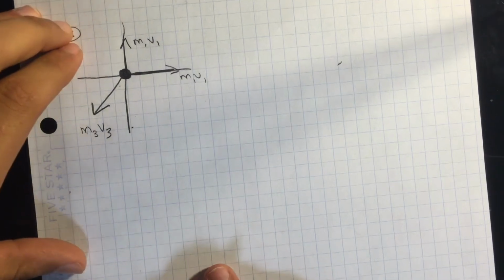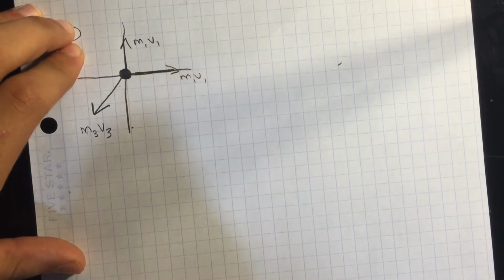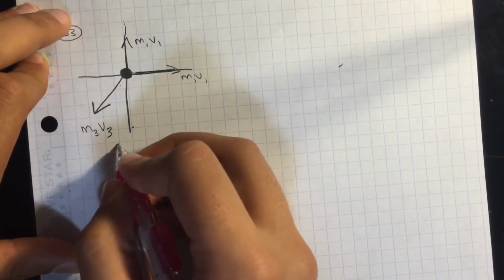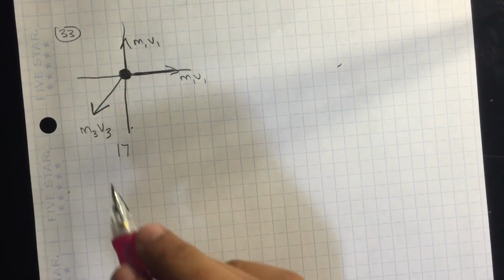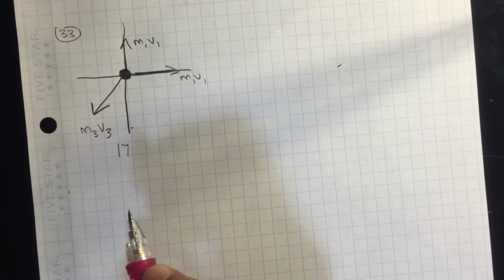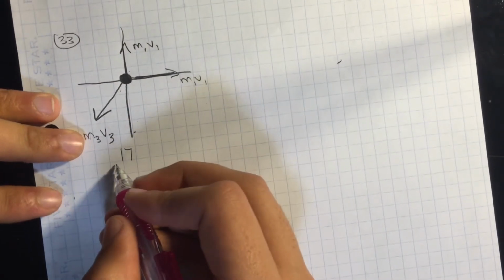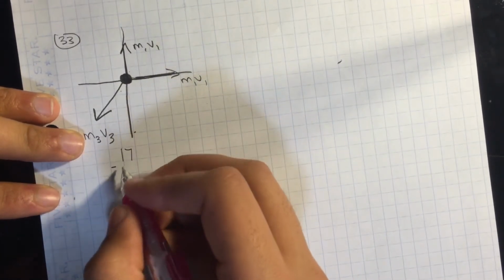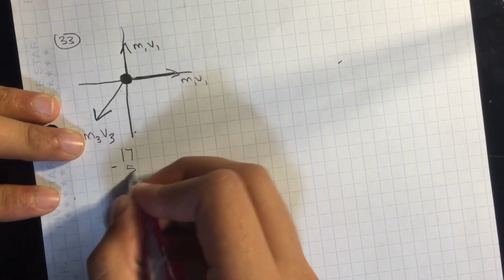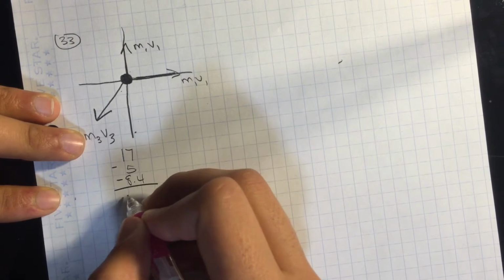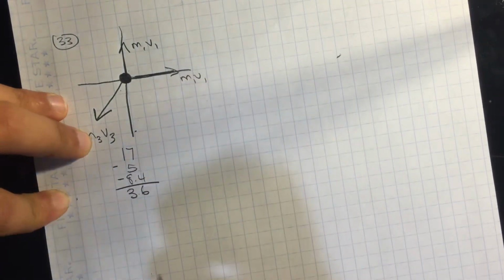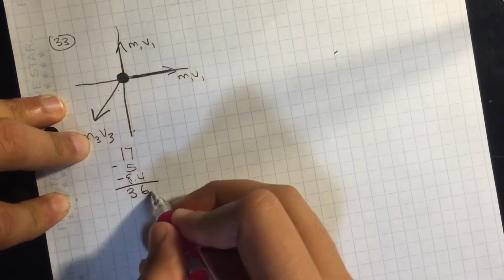So let's next find out the mass of part 3. These are all going to be times 10 to the negative 27th, but the whole nucleus is 17. Then the mass of part 1 is 5, and then the mass of part 2 is 8.4. So that one is going to be 3.6 times 10 to the negative 27th kilograms.